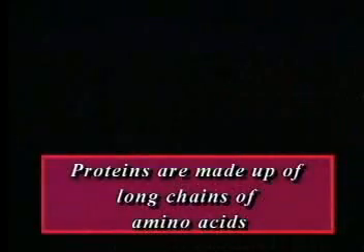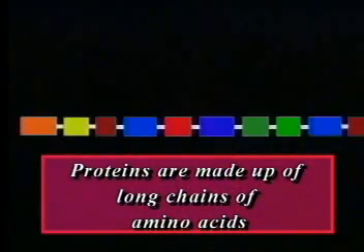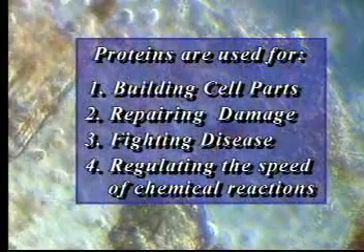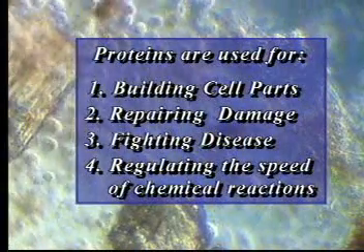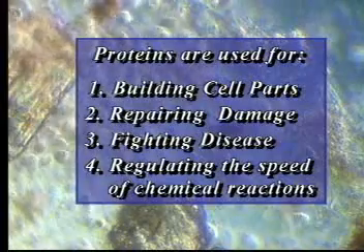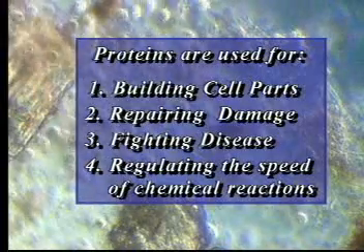Proteins are made up of long chains of amino acids, of which there are 20 different kinds. Living organisms use proteins for a lot of different things. They can be used for building cell parts, repairing damage, fighting disease, and regulating the speed of the tens of thousands of chemical reactions that take place inside of cells.